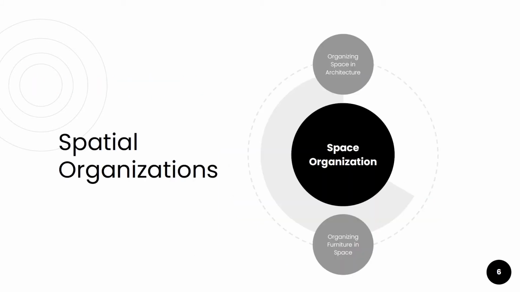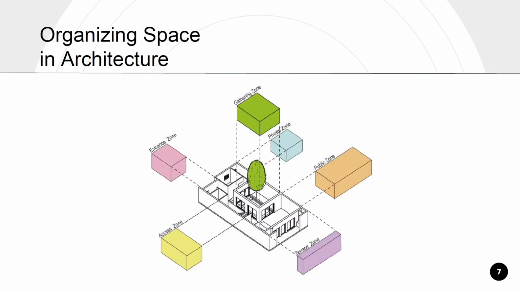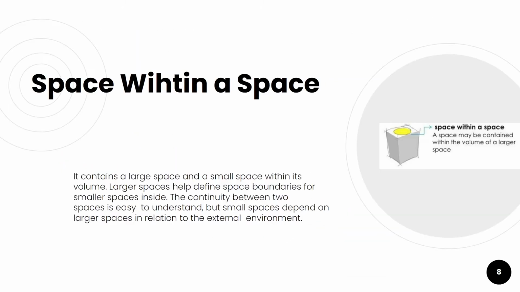For the introduction, I'm going to introduce you to spatial organization with two subtopics. The first one is organizing space in architecture with four methods. This is the first one, space within a space. It means a larger space connects with a smaller space and helps define each of their boundaries, and it may contain within the volume of a larger space.